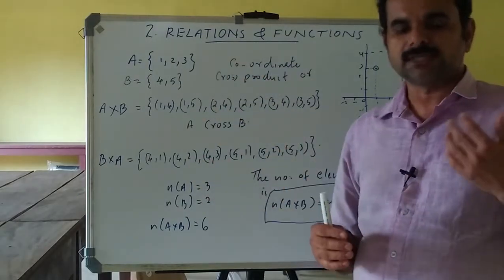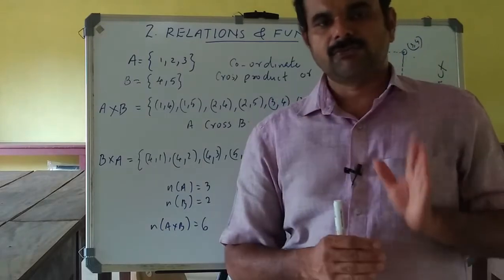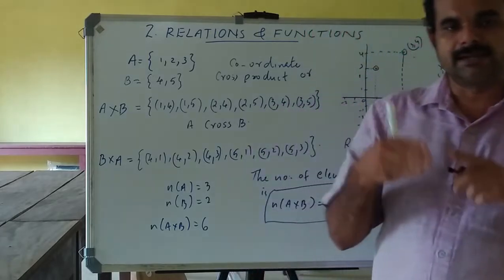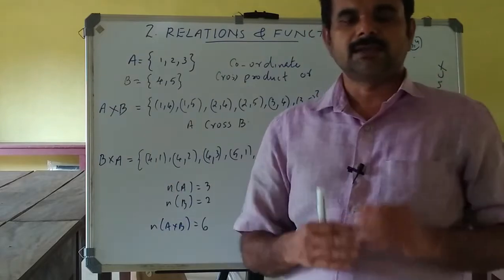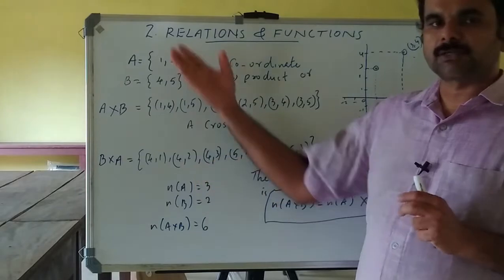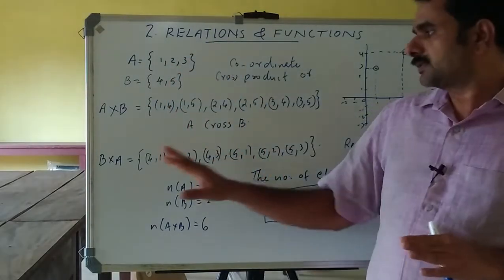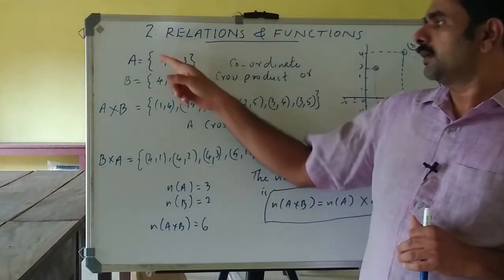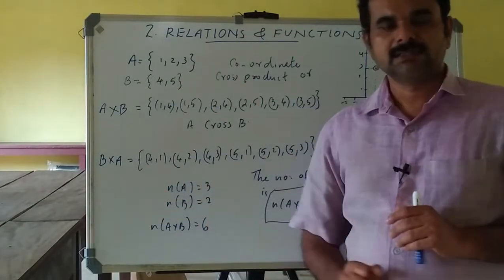When you are given two sets A and B, and asked to find A cross B, first you list out elements of A, then B. Starting from A and ending at B, A cross B can be explained. Here A is {1, 2, 3}, B is {4, 5}. Then A cross B is (1, 4), (1, 5), (2, 4), (2, 5), (3, 4), (3, 5). B cross A is what? First you take elements from B: (4, 1), (4, 2), (4, 3), (5, 1), (5, 2), (5, 3). And finally, we have obtained this type of result.